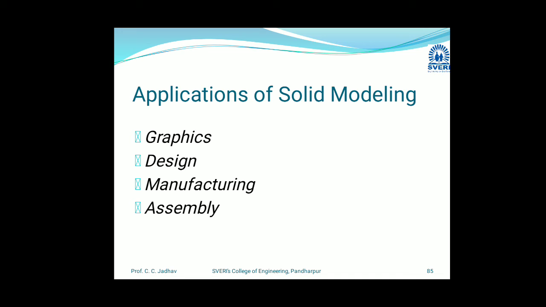In manufacturing, we design the model, and from that 3D solid model we can create different views for drafting purposes, and we give more information regarding that part. In assembly, we are going to assemble different parts into a single assembly. At that time we are going to use solid modeling. So these are some applications of solid modeling.